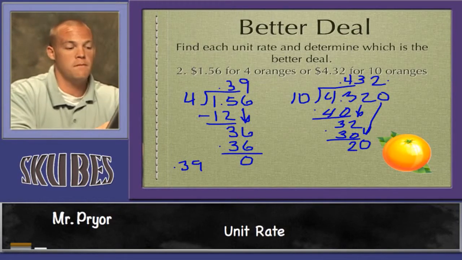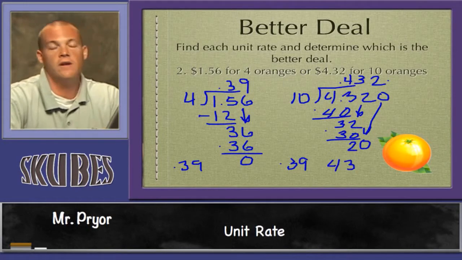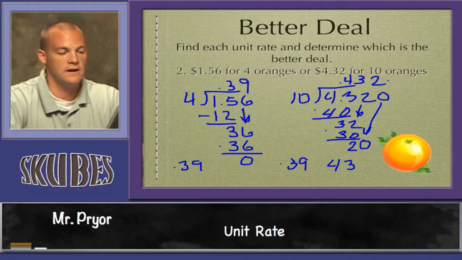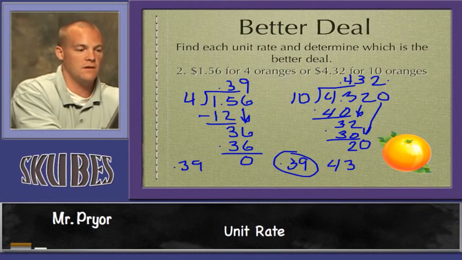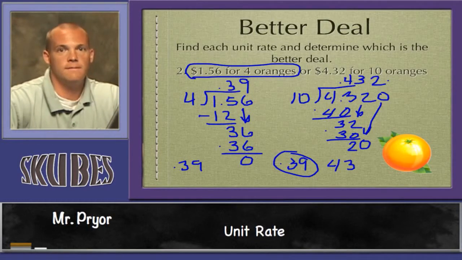In this case, we're comparing 39 cents per orange to 43 cents per orange. And you can see again that we want to go with the lower amount here. So 39 cents is going to be our choice. So your better deal in this case would be the first deal, which is $1.56 for 4 oranges. And that is unit rate. Thank you very much.